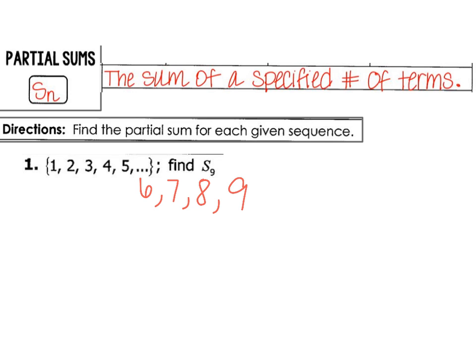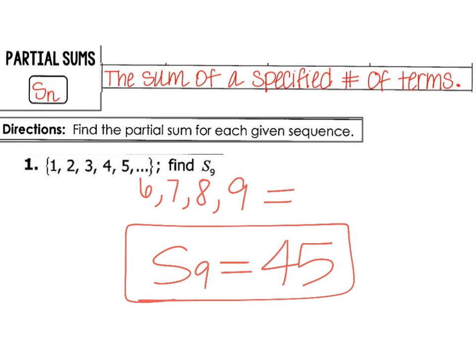So all we would do is add them together. 1 + 2 + 3 + 4 + 5 + 6 + 7 + 8 + 9. So we get that S sub 9 equals 45. And that would be our final answer. Just add them all together.